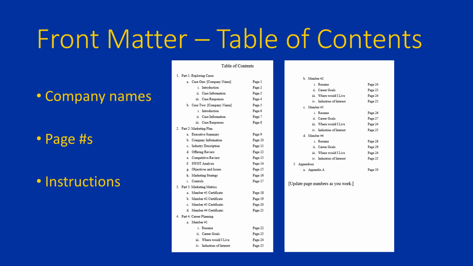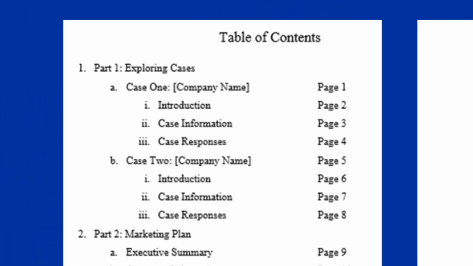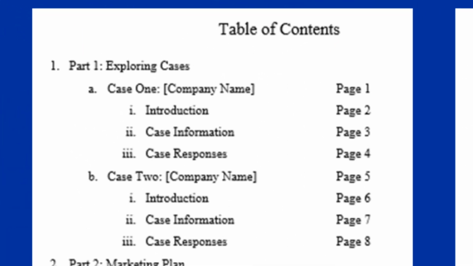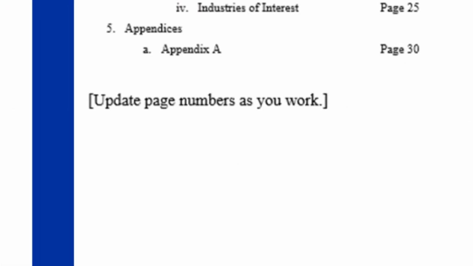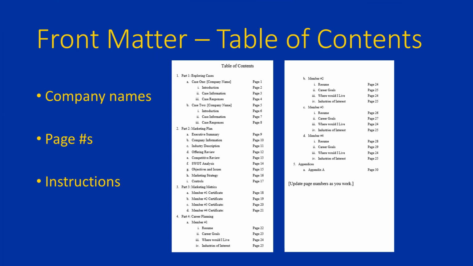The table of contents has 3 items for us to adjust with part 1: the company name, the page numbers, and the instructions. You need to update as you work. When Part 1 is submitted, all of the numbers should reflect the updated numbers for Part 1. When you submit Part 2, the page numbers for Parts 1 and 2 should be updated, and so on and so forth.